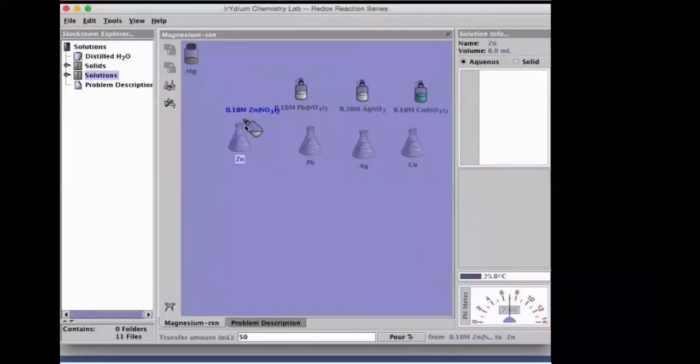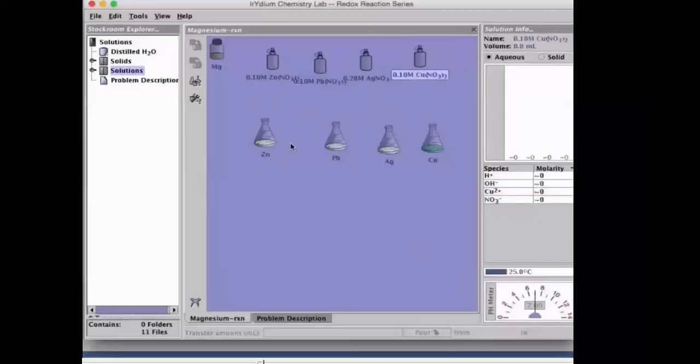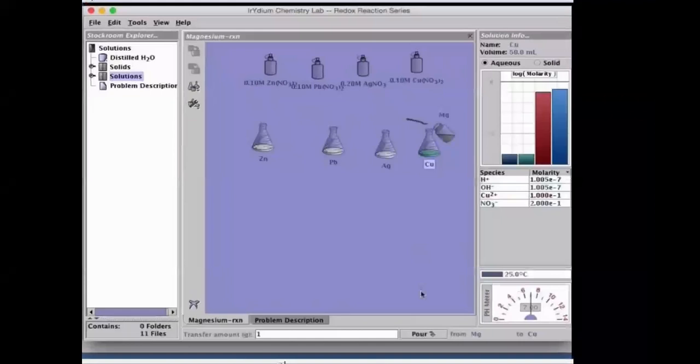On the right hand side, you see, we shall obtain the concentration of each flask. As everything is in liquid phase this time, you will get only the concentration of the ions in the aqueous part, not in the solid part. So click on the aqueous version. Now solid magnesium metal we will add to the copper nitrate containing flask.